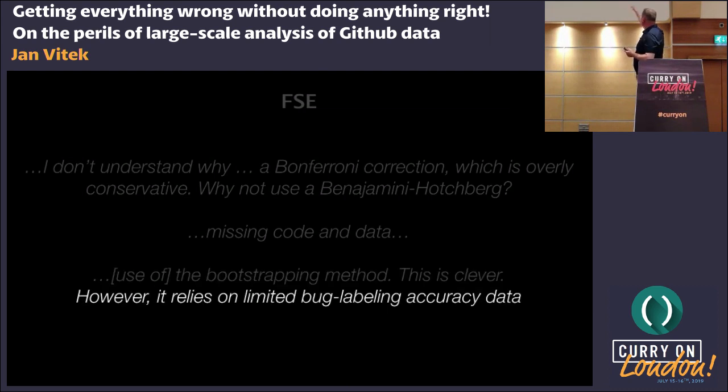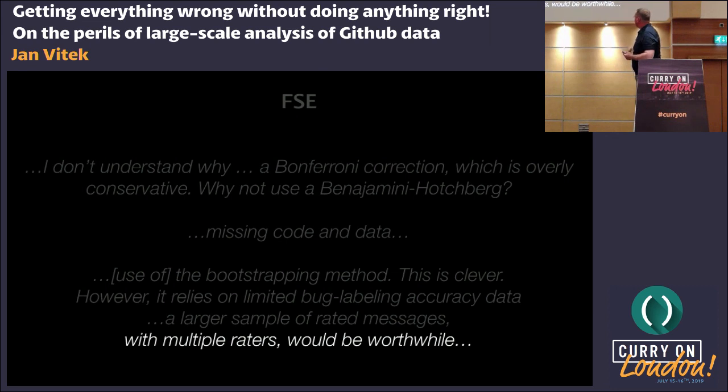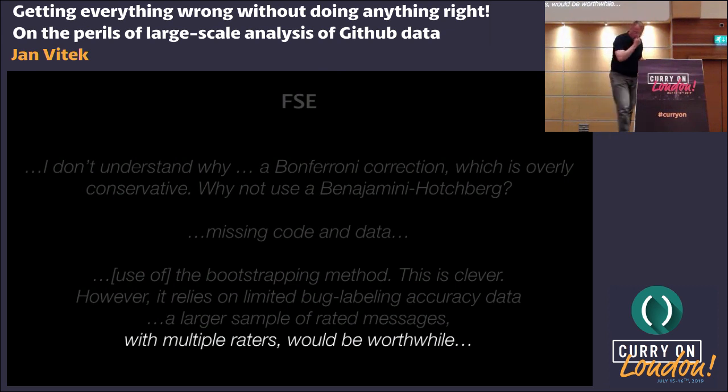So they said the bootstrapping method is clever, but it relies on limited bug labeling data. And they suggested we have more people rate the commits, which we did in the revision. We took 15 real-world developers. So, you know, they are not horrible comments by any means. I mean, all of this is true.